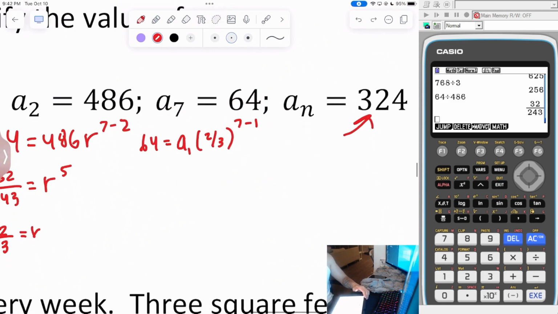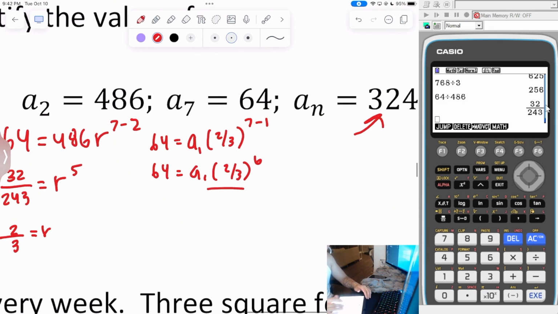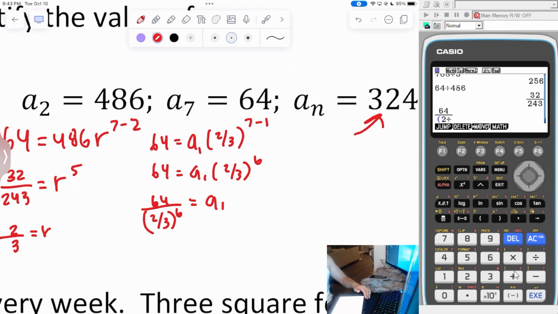So let's simplify now and solve for the first term of my sequence. I should have 64 equals a sub 1 times 2/3 to the power of 6. Let's divide both sides by 2/3 to the power of 6. So I have 64 divided by 2/3 to the power of 6, all equals a sub 1. Let's plug that into the calculator. I get 64 divided by 2 divided by 3 to the power of 6. So a sub 1 equals 729.